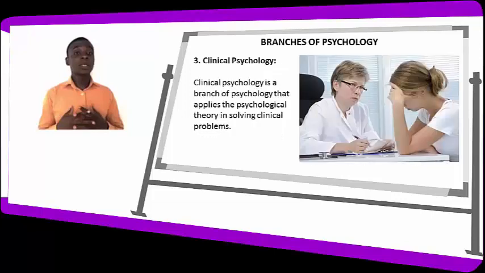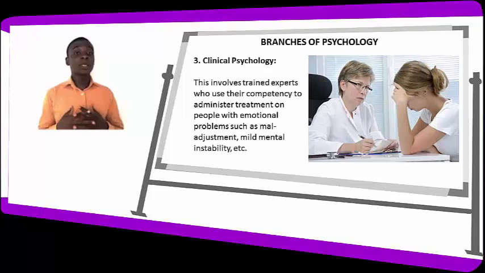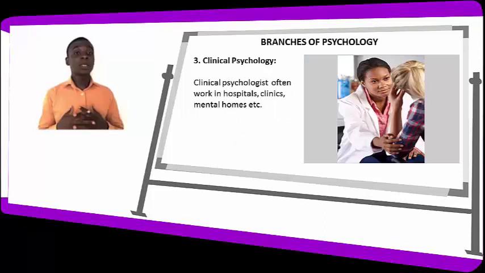Then we have clinical psychology. Clinical psychology is another branch of psychology. Now, clinical psychology is a branch of psychology that applies psychological theory in solving clinical problems. So here, psychological theory is being applied to clinical problems to provide solutions to them. This involves trained experts who use their competency to administer treatment to people with emotional problems such as maladjustment, mental instability, etc. So clinical psychologists often work in hospitals, in clinics, in mental homes, in order to provide solutions to individuals in the clinic. So that's clinical psychology. They provide solutions to humans in the clinic, in the hospitals, wherever we have some cases.